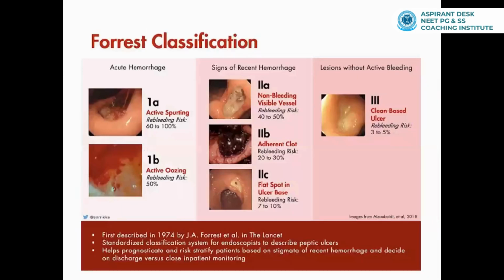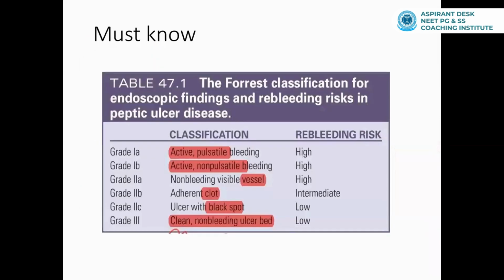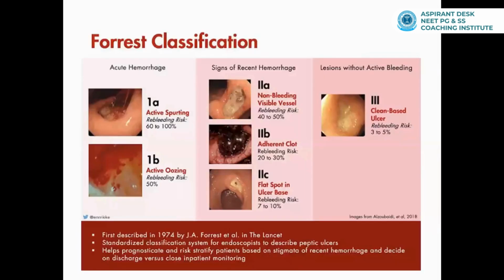So they could ask the rebleeding risk of 2A, 2B or 1A. So 60 to 100% rebleeding risk is there with the 1A, active spurting. 50% rebleeding risk for active oozing without any pulsatile bleeding. Okay, active oozing is there, but there is no pulsatile bleeding. That is 1B having 50% risk. And 2A is non-bleeding, but a visible vessel is there in the ulcer base. That has 40 to 50% rebleeding risk. And about 2B, what we saw in the previous slide, adherent clot has 20 to 30% rebleeding risk. And followed by that, 7 to 10% in 2C. And 3, it is 3 to 5%. Okay.